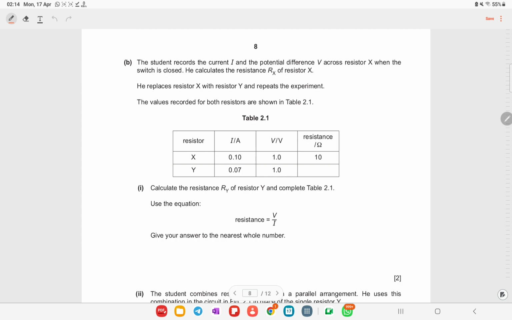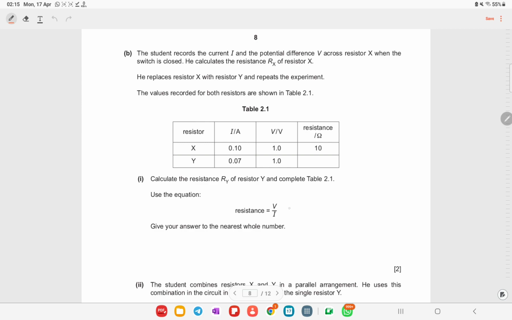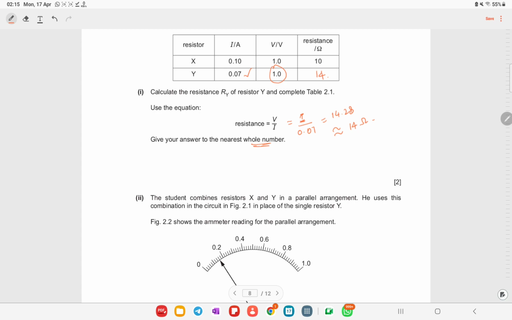Moving to the next question. It says that the student records the current I and the potential difference V across resistor X when the switch is closed. He calculates the resistance Rx of the resistor X. He replaces X with the resistor Y and repeats the experiment. The values for both resistors are shown in table 2.1. Calculate the resistance Ry and complete the table. The formula is given. The voltage is 1 volt, and the current is 0.07. If you divide this, you end up with 14.28. So it's going to be 14 ohms, so I'll write 14 over here. You have to write your answer as a whole number.